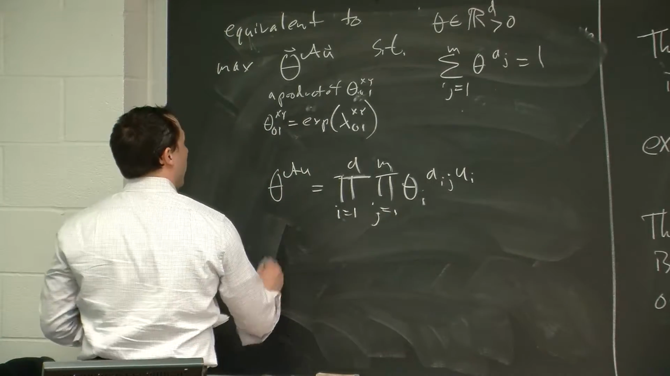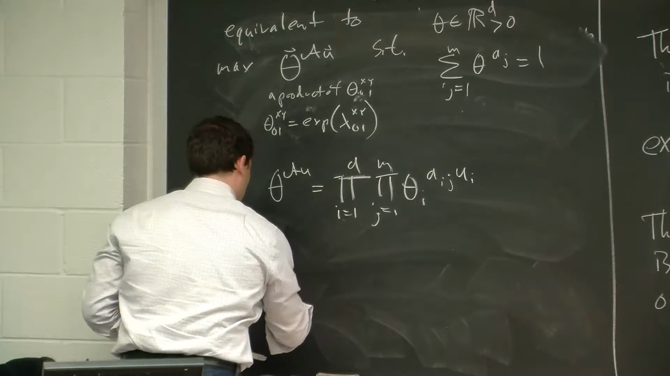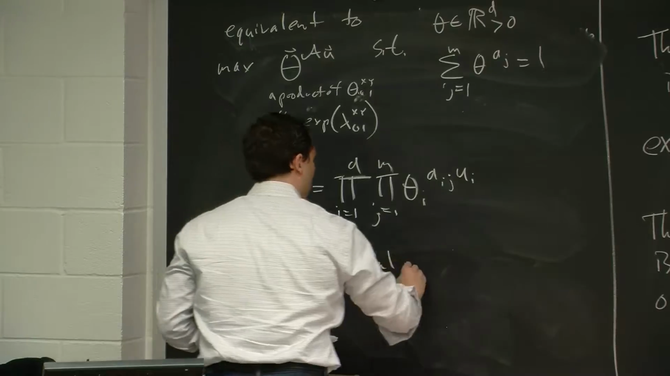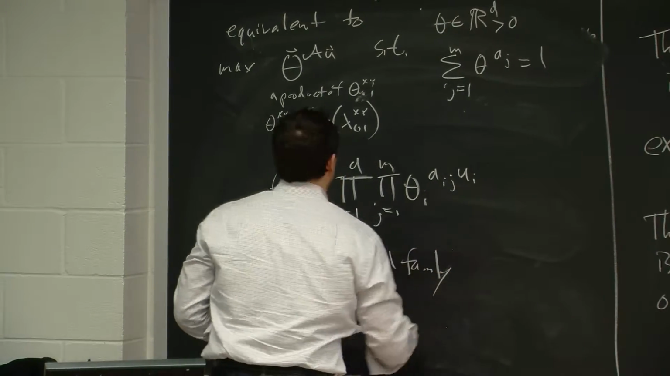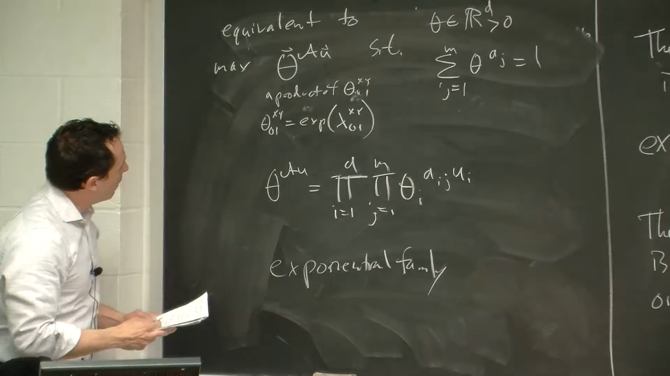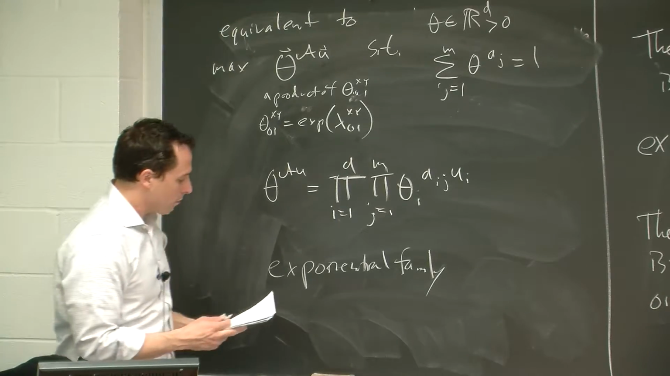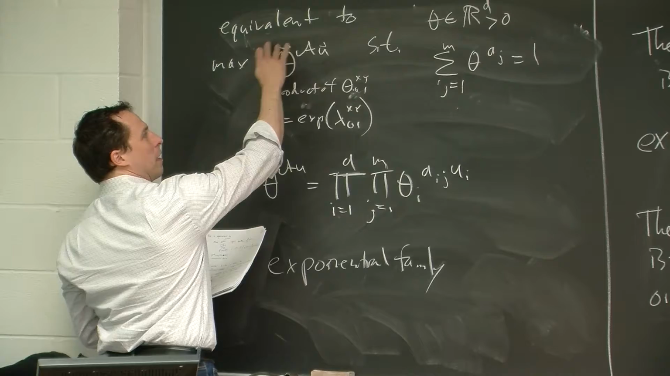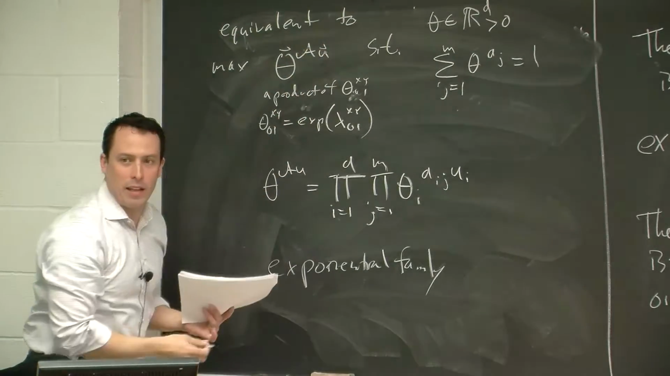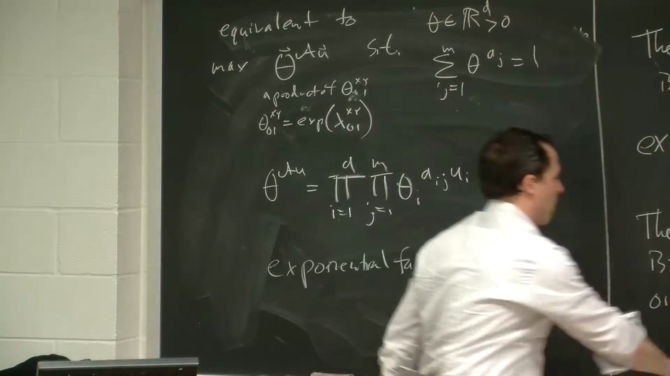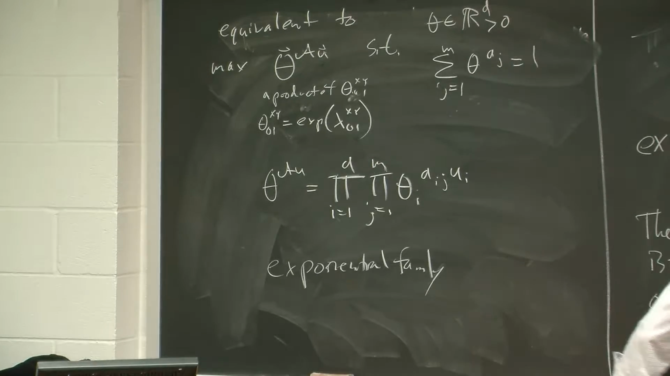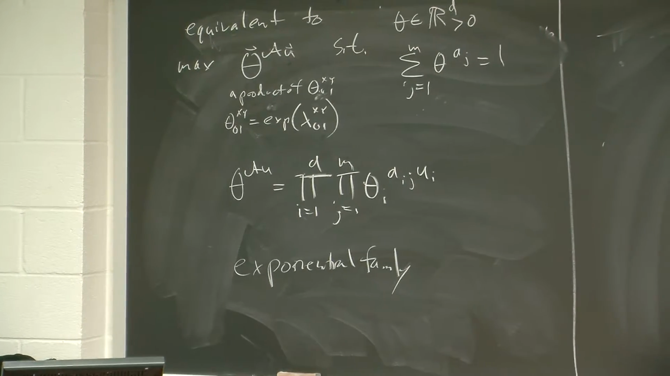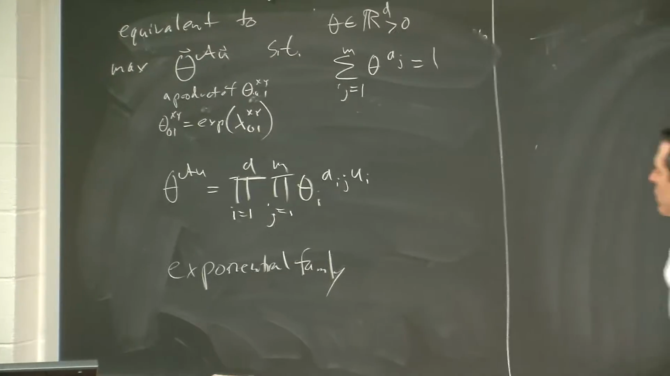So such a thing is called an exponential family, because we're exponentiating a lambda dot producted with this A u. Okay. So what does this say? What's the point of this?